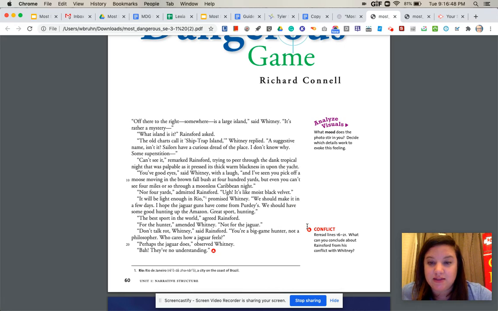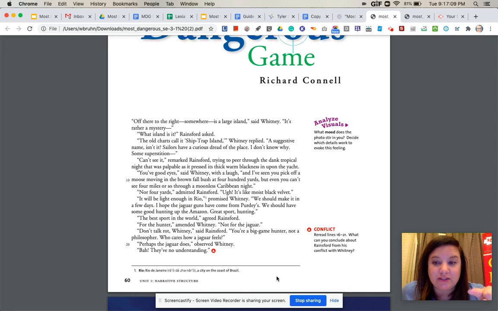Okay, so here you have come to this first letter. And in this question, we are focusing on conflict, which is also the focus of our unit. So you're going to reread lines 16 through 21, and you are going to infer what you can conclude about Rainsford from his conflict with Whitney. Now, one thing that I want to point out, because every year we have several people that get a little bit confused by this, Whitney and Rainsford are their last names.